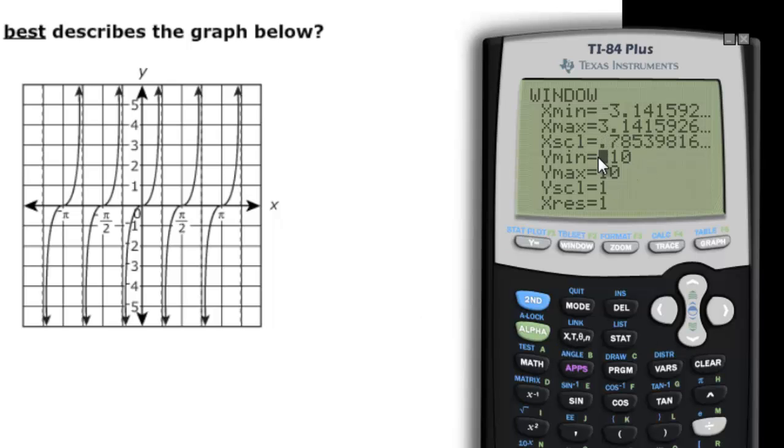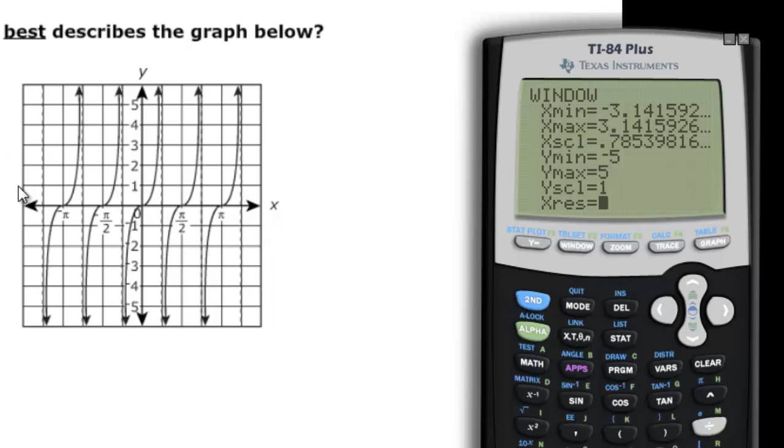Y minimum, that's the smallest Y. That's negative 5. Y maximum, positive 5. And then the Y scale. How wide is one block on the y-axis? Just 1. So it was labeled. I didn't have to do it divided by 2, divided by 3.